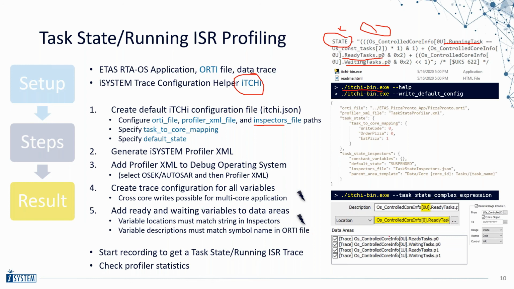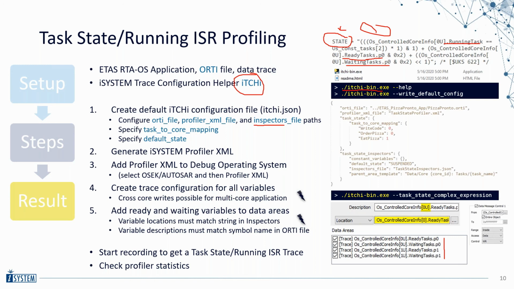And this looks like, so this is the part where we add it to the data area. And I will talk about why this is required once we're doing it. Those steps are rather tricky, there are some caveats. For example, the waiting and ready tasks may be written from multiple cores, so cross-core writes are possible, and we have to take that into consideration when creating the trace configuration.